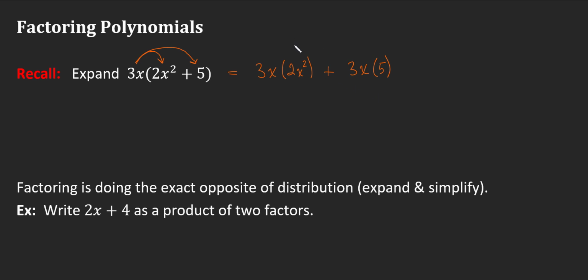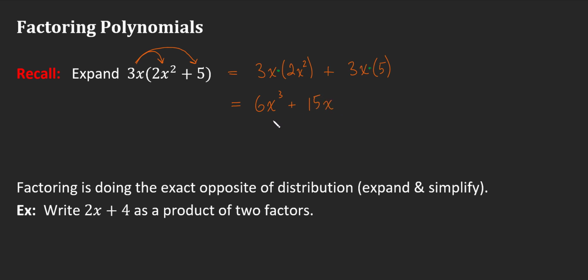Now take a look at what we have here. We have a multiplication here and a multiplication here. And that means that 3x is a factor for this multiplication. So is 2, and so is x squared. And on this side, we have 3x times 5, so 3x is a factor of this multiplication. Let's complete the expansion. So we get 6x to the power of 3 plus 15x.